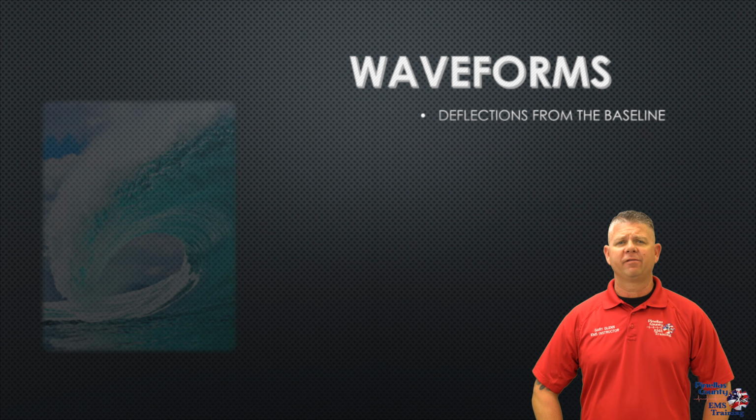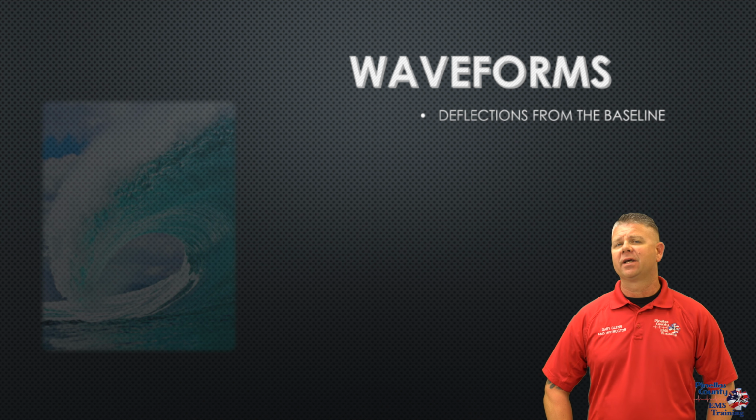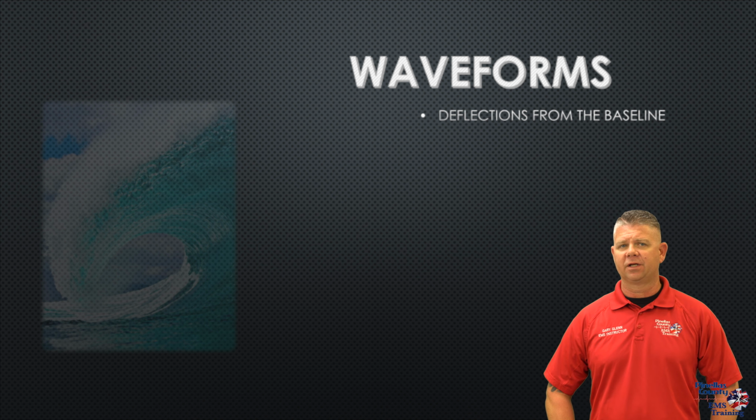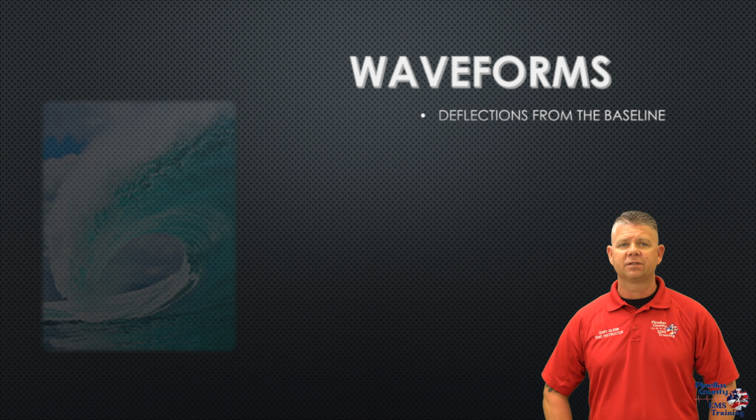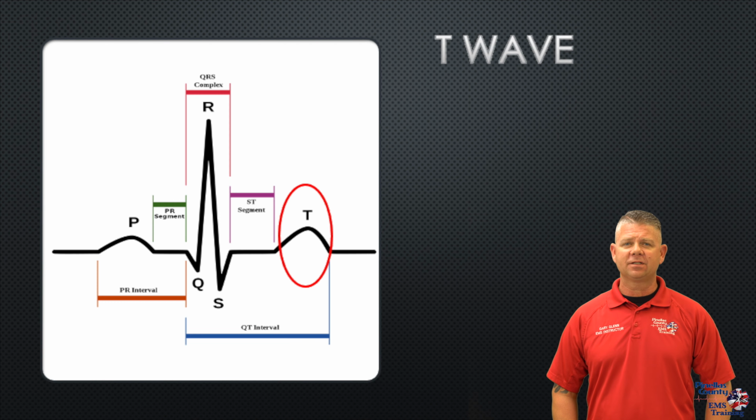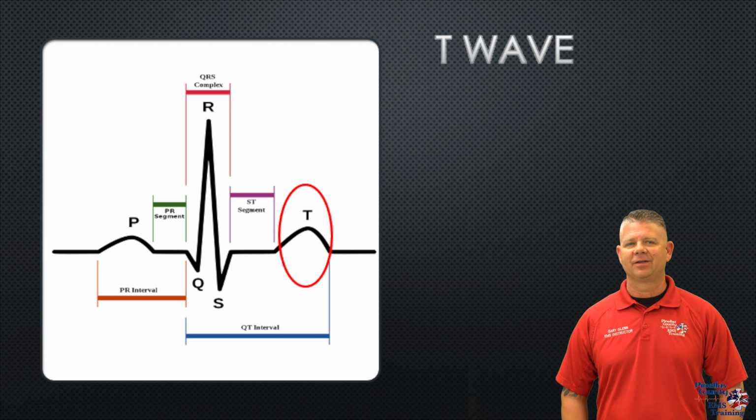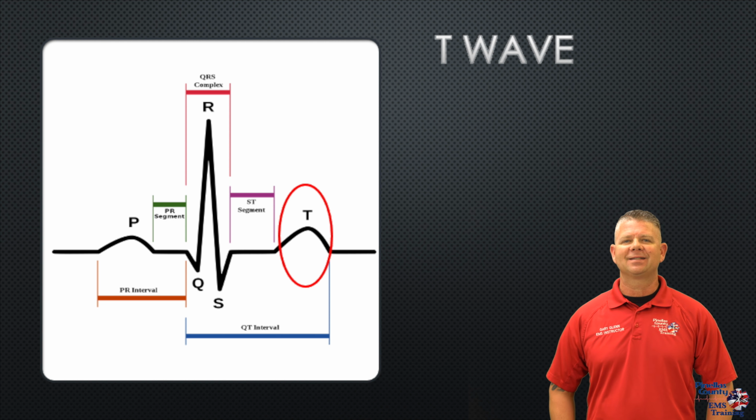So let's talk a little bit about waveforms. Waveforms are the movement away from the baseline in a positive or negative deflection. So they can go above the isoelectric line or they can go below the isoelectric line. Anything that moves above or below is considered a waveform. Okay, so this is the T wave. The T wave represents the repolarization of the right and the left ventricles.